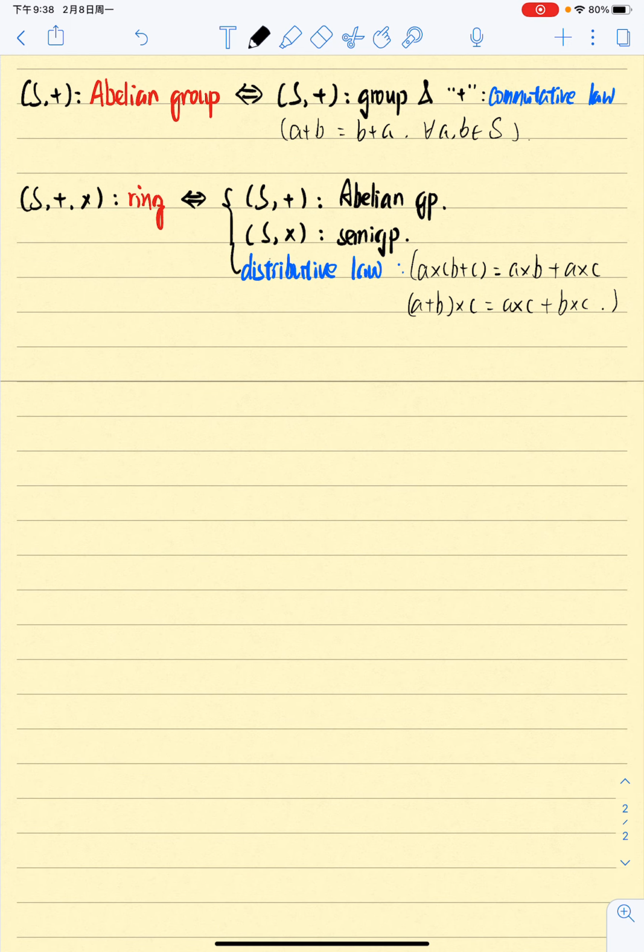And we call the system S a commutative ring if S is a ring, here we simplify the system S, plus, multiply by S, and the multiplication satisfies the commutative law.